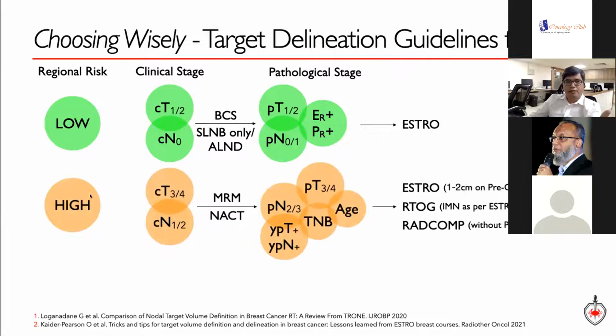If your regional risk is, let's say, high, these are clinically T3, T4 patients with node N1 or N2, they either undergo neoadjuvant chemo or they undergo mastectomy upfront, and they turn out to be pathological N2, N3 after MRM, or pathological T3, T4 after MRM, or they have residual primary disease, residual nodal disease after neoadjuvant chemotherapy. Let's say they also have triple negative biology and they are young. I still feel that we could get away with ESTRO if we give a 1 to 2 centimeter margin on the pre-op or pre-chemo imaging of the node positive locations.